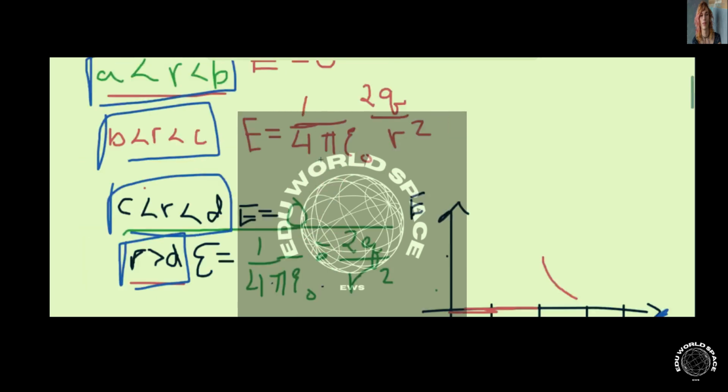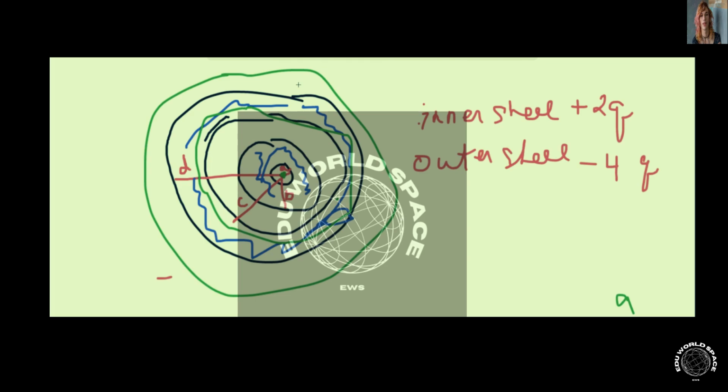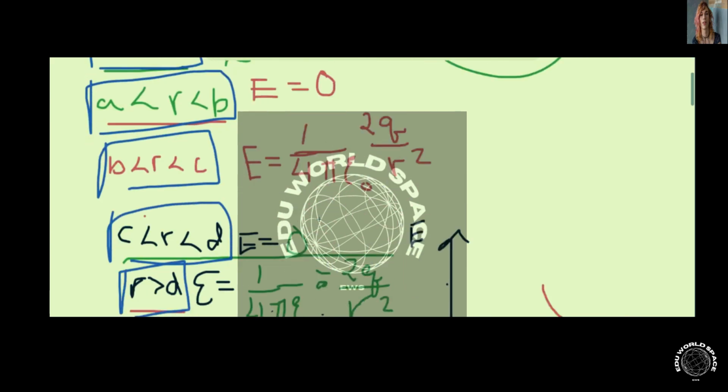Okay, let's look at the large one. On the inner surface, we need to have an electric field of 0, so it has to cancel the total charge from this inner shell. So we need a negative 2q on that inner surface.